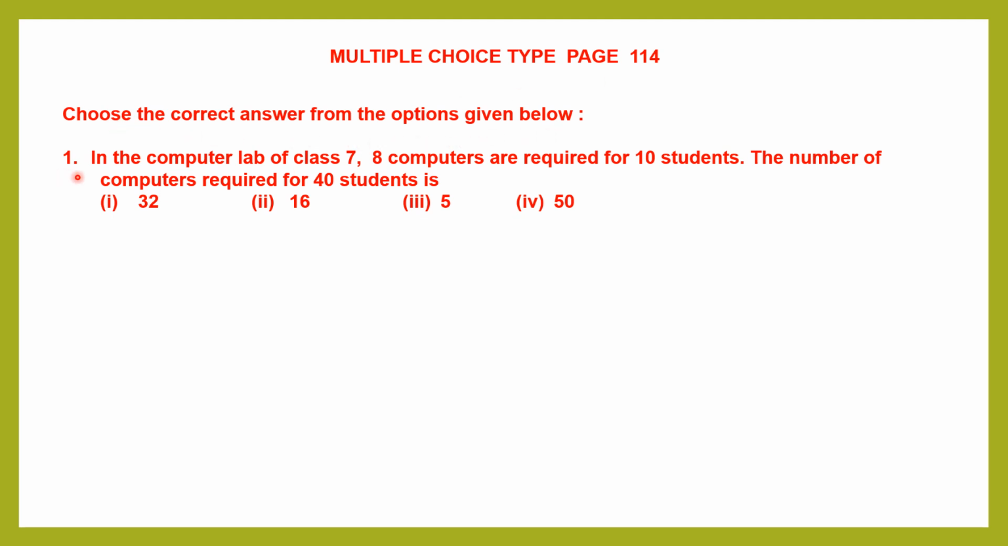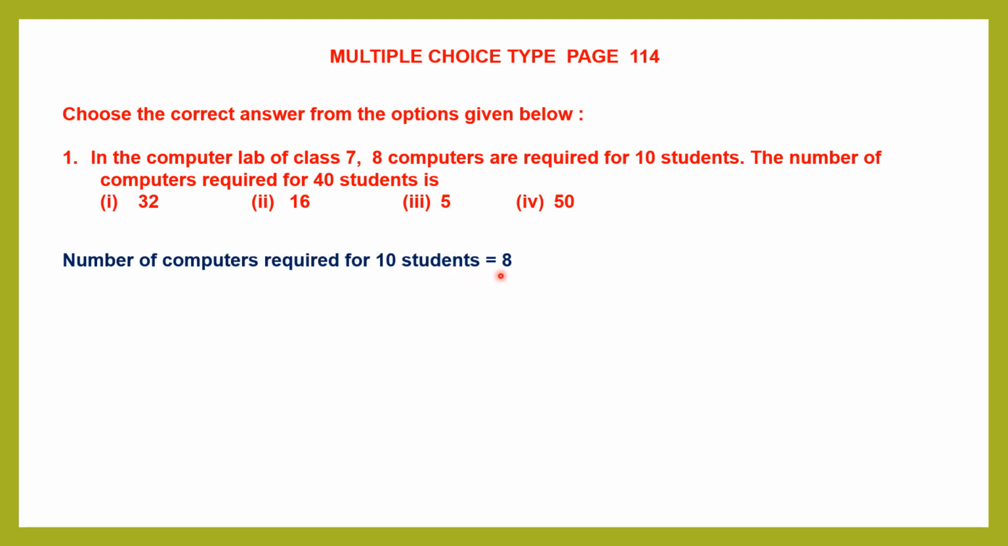In question 1, we have this. In the computer lab of class 7, 8 computers are required for 10 students. So the number of computers required for 40 students is one of these answers. Okay, so we've been told 8 computers are required for 10 students. So let's write that. That means number of computers required for 10 students is 8.